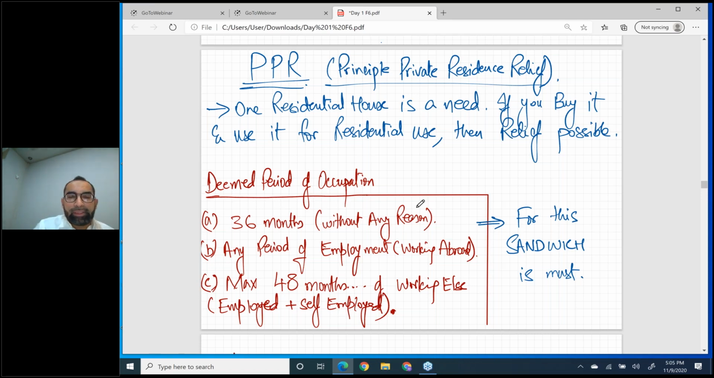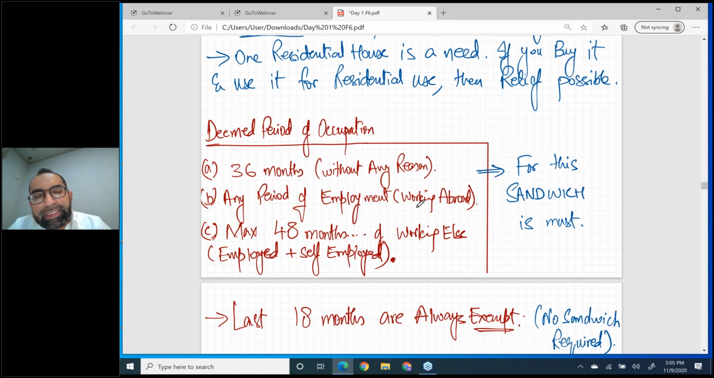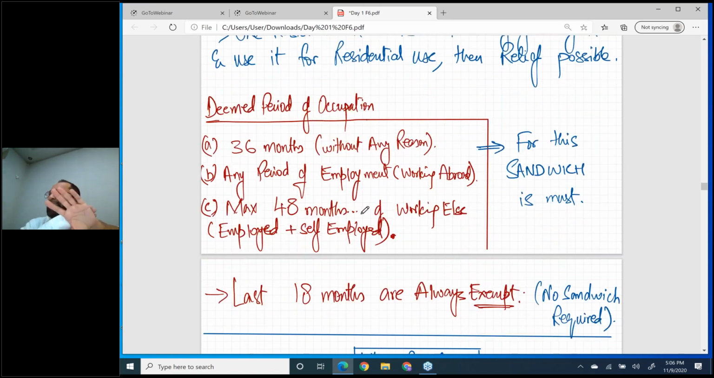Now there is one more relief. Hope you remember, the last 18 months are always exempt. Don't forget, there are many students who do these questions with timelines. So I always say that from the selling date, the disposal date, go back 18 months, and that is always exempt. Whether you are living in the house or not living in the house, whether you are making a sandwich or not, in all conditions the last 18 months are exempt.